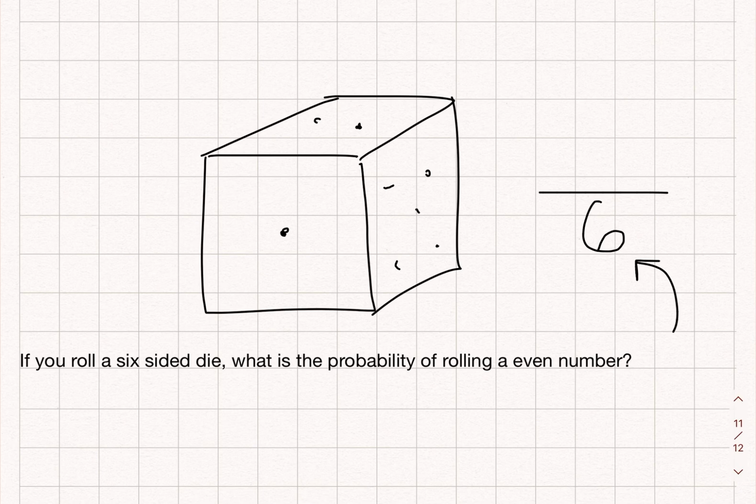So the number of possible sides hasn't changed, but the number of favorable outcomes has changed. Any even number is a favorable number, and there are 3 of those. So here the probability of rolling an even number would be 3 out of 6.